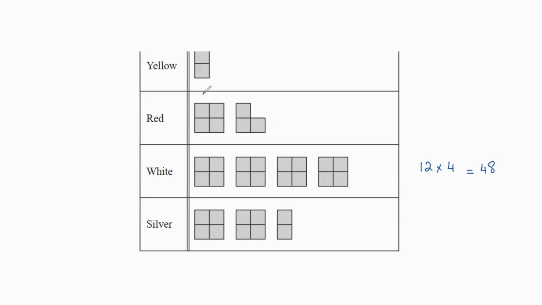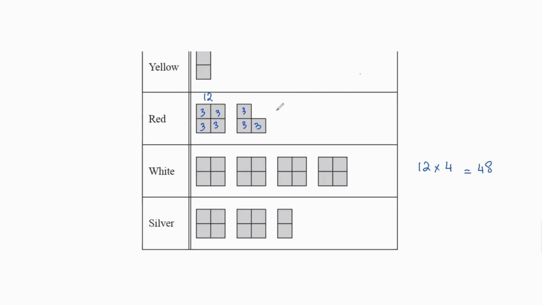For the red, there's 1 complete and 1 incomplete one. As you can see, each complete box equals 12 and there are 4 divisions in it. So that means each small box represents 3. So this small one would be 3 times 3, which equals 9. 12 plus 9 is equal to 21. So the difference is going to be 48 minus 21, and that equals 27. That is your answer for this.